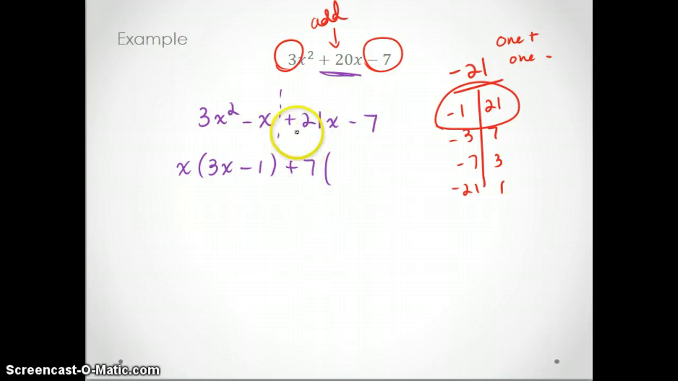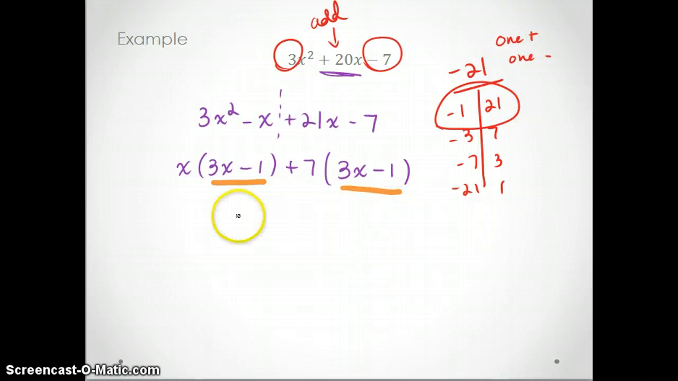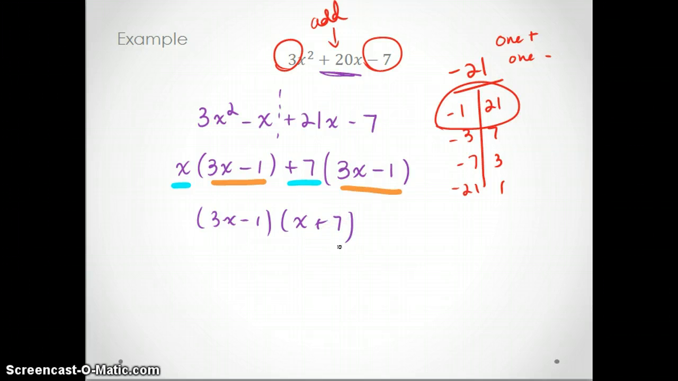Okay, it's going to have the same sign as this number right here. So 7 times what gives us positive 21? Only number there is 3x, and it's positive. And then 7 times negative 1 gives us negative 7. And our check here is that 3x minus 1 is in both terms there. So we did in fact factor correctly, and we can move forward. So 3x minus 1 is one of our factors, and then x plus 7 is our other factor. And we have finished factoring.